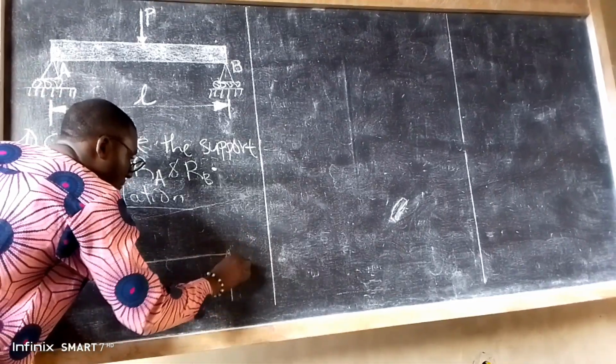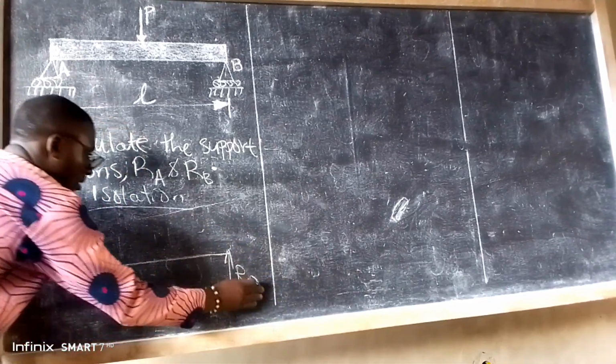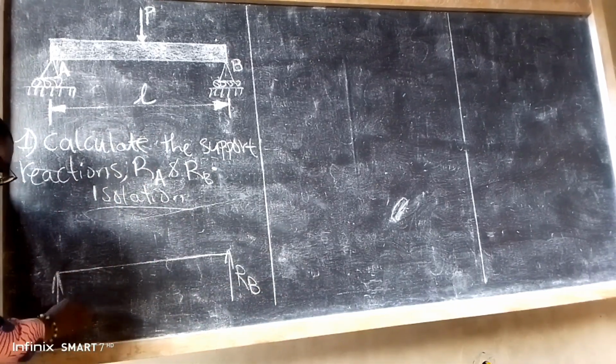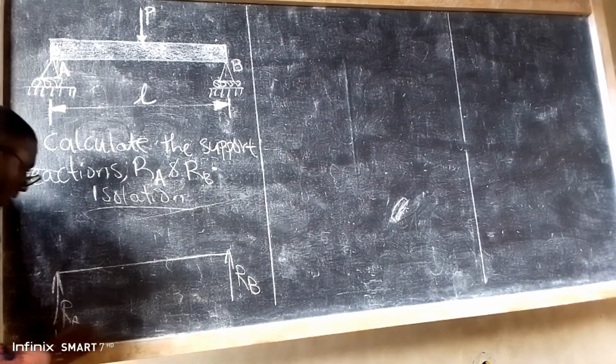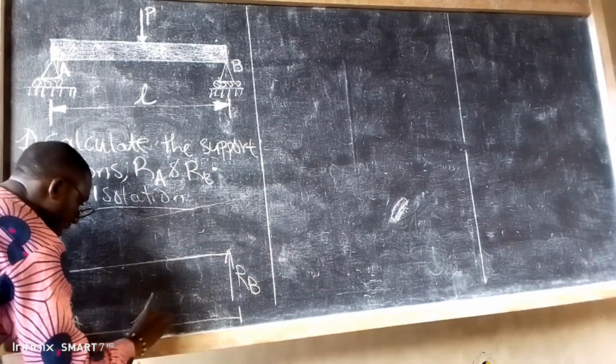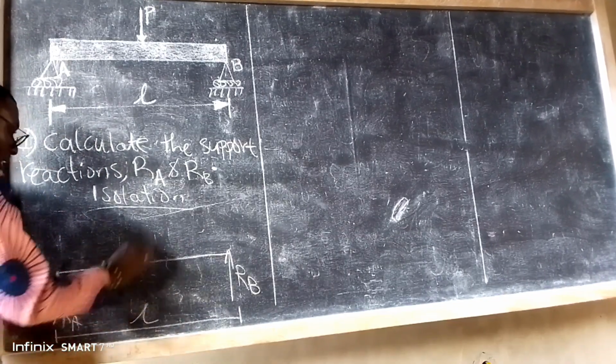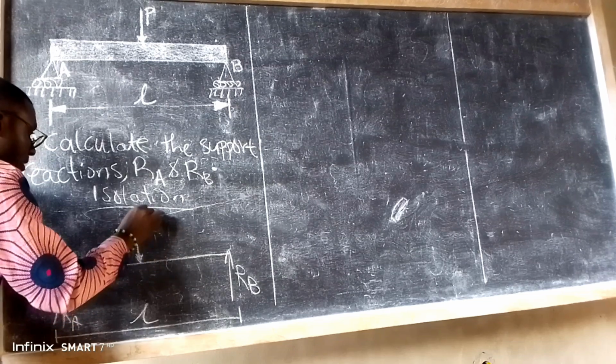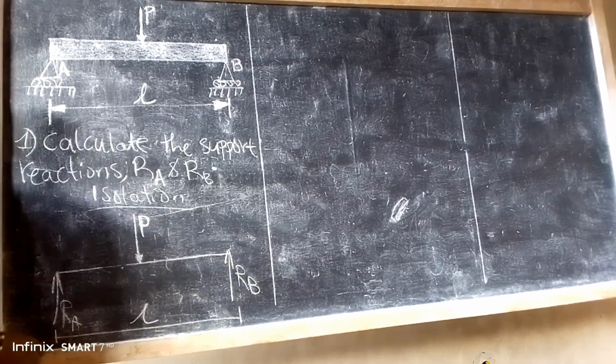Here we have RB. Here we have RA. We have the total length of L, distance L. Now we have a point load at the center, P, the concentrated load or the point load.